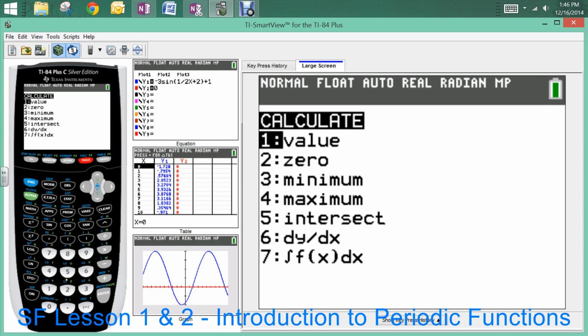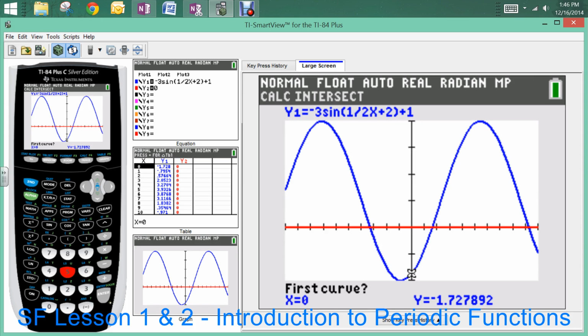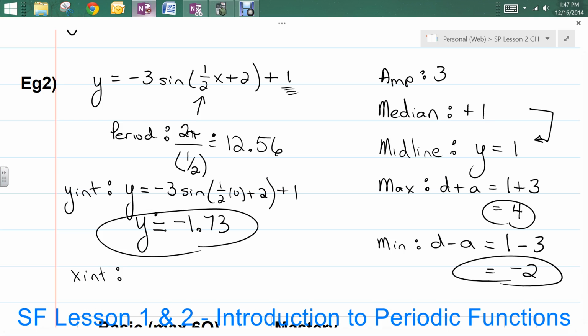Second trace, choose option 5 for intersect. First curve, second curve, and guess. Pick one to do first, put the guess close to it, because keep in mind it's going to find the one that's closest to the guess. That's about where it is. There's my guess, hit enter, it finds it. The first x-intercept is -3.32-ish. So I go back to my calculator, okay, so one x-intercept is x equals -3.32.